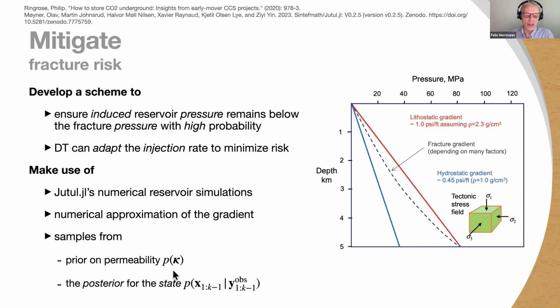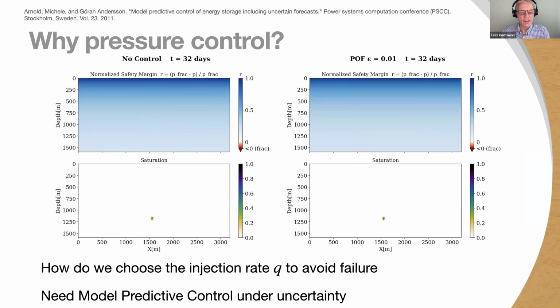escape. And so we use, again, that we have samples of the permeability and we have samples of the state at the previous time step, so we can optimize at the previous time step basically what happens at the next time step by optimizing the injectivity.